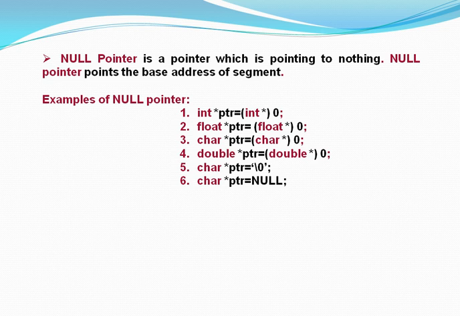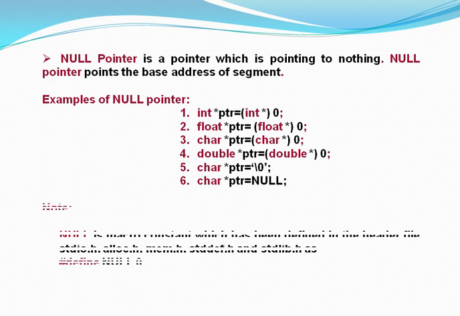So we are taking some examples for a null pointer. The first example is int *ptr = (int *)0. Then float *fptr = (float *)0. char *ptr = (char *)0. double *ptr = (double *)0. char *ptr = '\0', where you write the null character in single quotes. And char *ptr = NULL, where you can directly assign the NULL value.